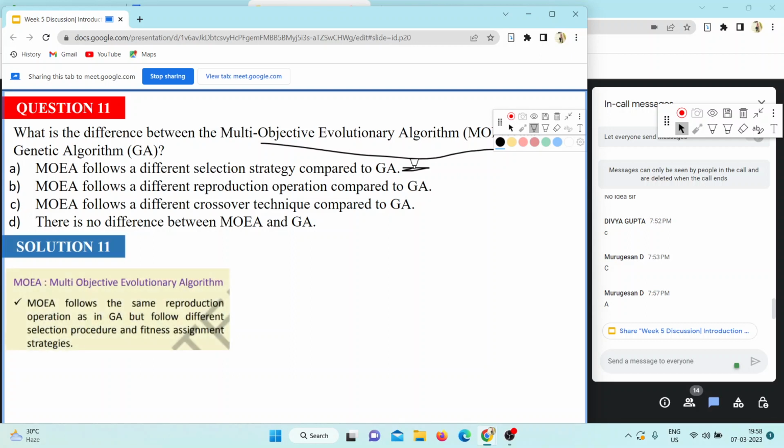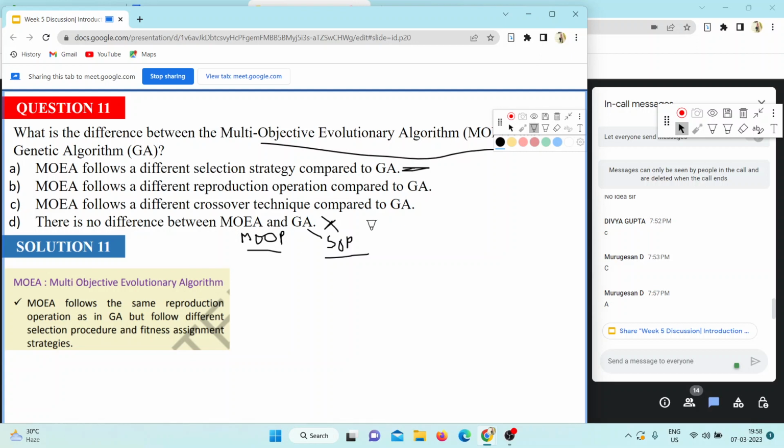Okay, so what happens is, there is no difference between MOEA and GA. This is absolutely wrong, because we know that MOEA is for MOOP, and GA is for single optimization problem, SOP. GA is for single optimization problem, and MOEA is for multi-objective optimization problem. So definitely this is wrong.